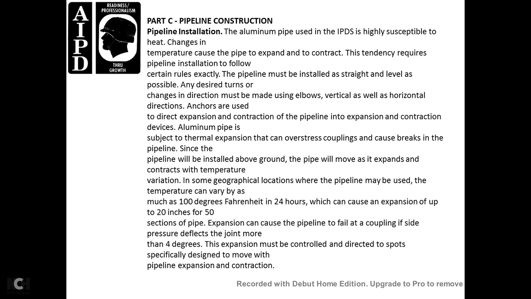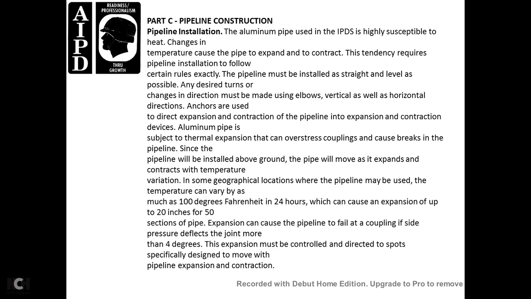Part C is pipeline construction. Pipeline installation. Aluminum pipeline is used in an inland petroleum dispensing system. It is susceptible to heat change, and the temperature change causes the pipe to expand and contract. This requires the pipeline installation to follow certain rules. The pipeline must be installed as straight and level as possible. Turns and changes of direction must be made using elbows, in the vertical as well as horizontal direction.